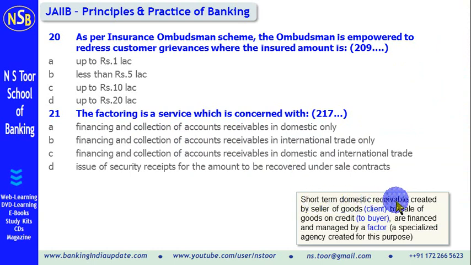short-term domestic receivables created by the seller by sale of goods on credit are financed and managed by a factor. So factoring is an arrangement where a factor company manages and finances the short-term domestic receivables which are created by the seller of goods, known as the client, by sale of goods on credit to the buyer. So this type of arrangement is called factoring.